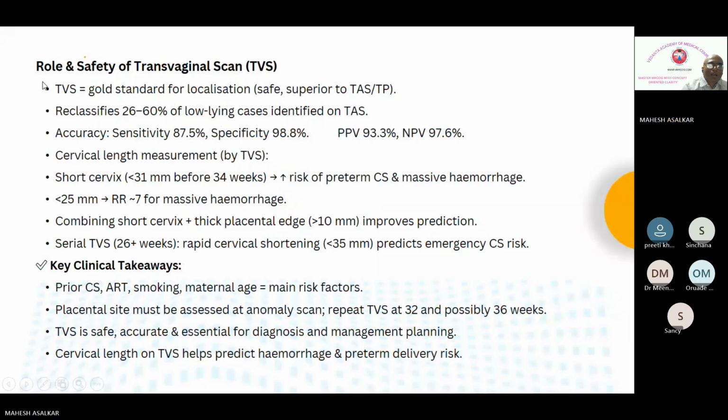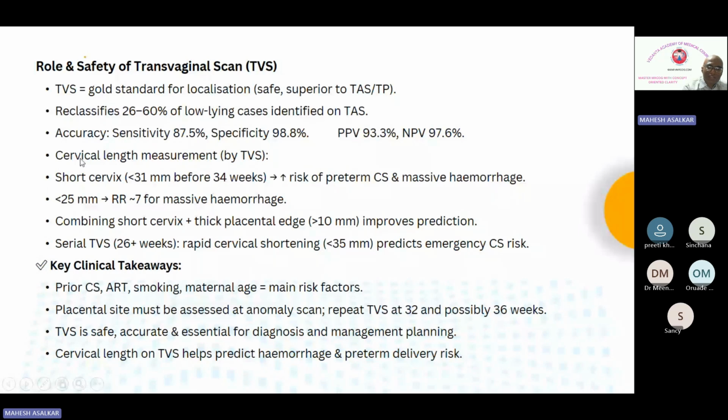Okay. Now, what is the role and safety of TVS? We have already seen that TVS is safe. If you do TAS, transabdominal, and further you do TVS, 26 to 60% of the low-lying cases can be further identified. So if you initially do TAS and repeat with TVS, then almost 26 to 60% need a reclassification. That is why TVS is very important.